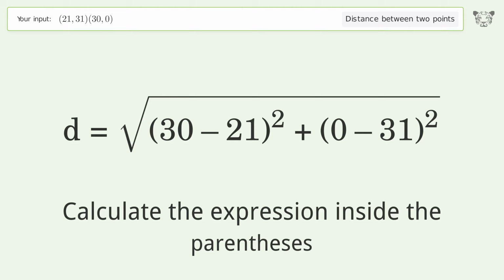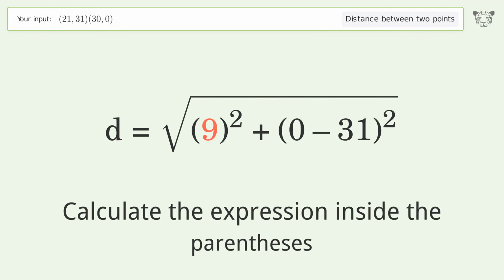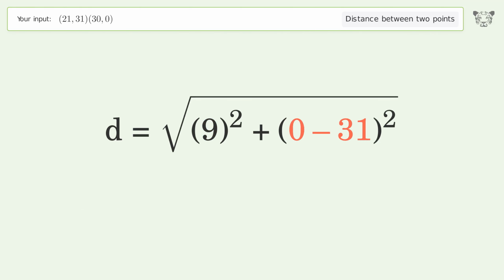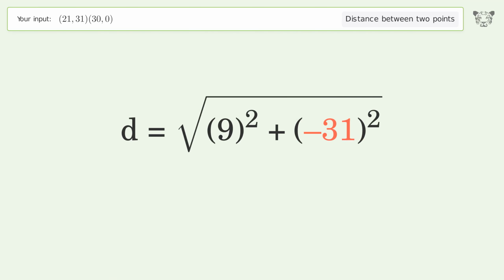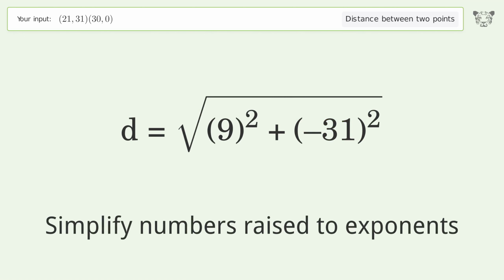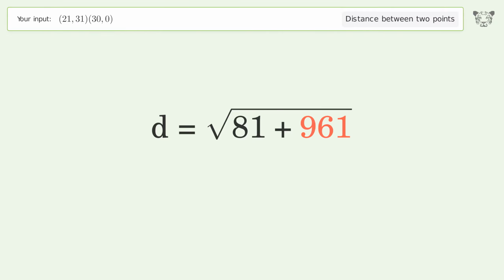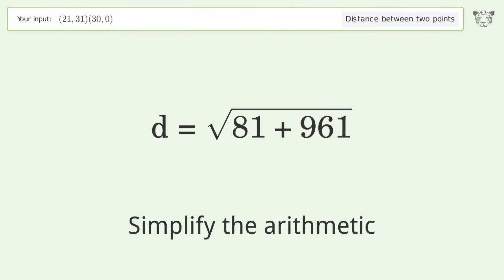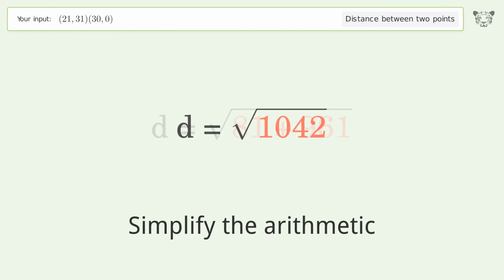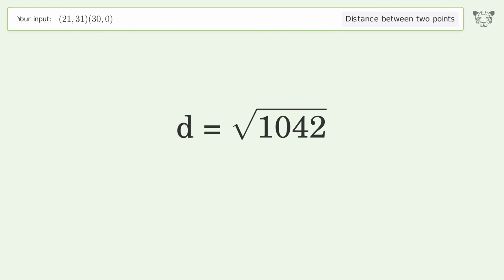Calculate the expression inside the parentheses. Simplify numbers raised to exponents. Simplify the arithmetic. And so the distance between the 2 points is the square root of 1042, or 32.28.